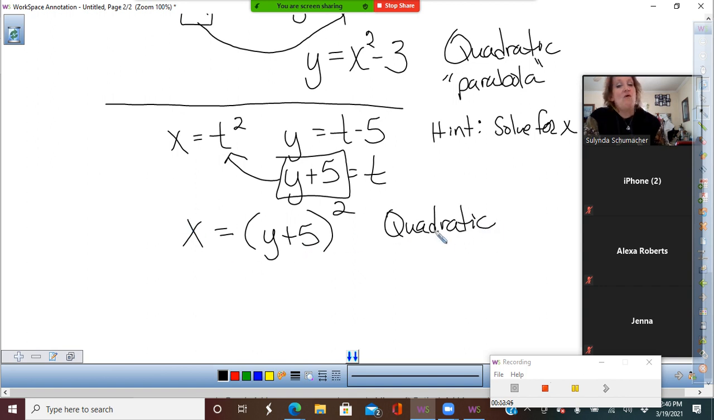Now, because this is a quadratic, but it's an x equals, this is a quadratic on its side. You don't have to put that part, but I'm just letting you know that that's the difference between the two.